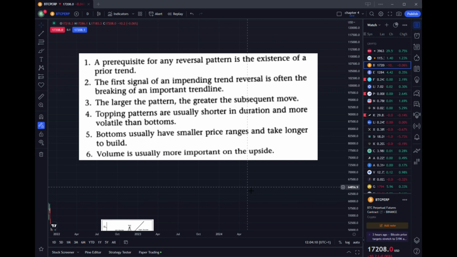The larger the pattern, the greater the subsequent move. What I mean by this is, let's say there's a pattern being formed which takes 10 years to build. That pattern is much, much more significant than a pattern that took 1 year to build, or a day to build. Literally, it's so much stronger. There's so much more price range, so much more volume going into that. There's just a lot more. That's what makes it a lot stronger.